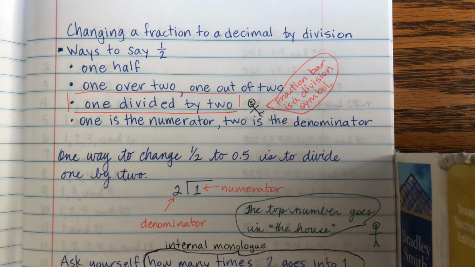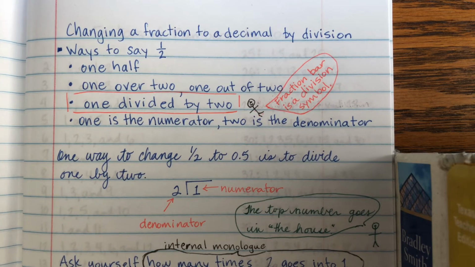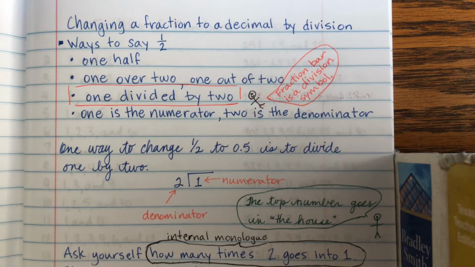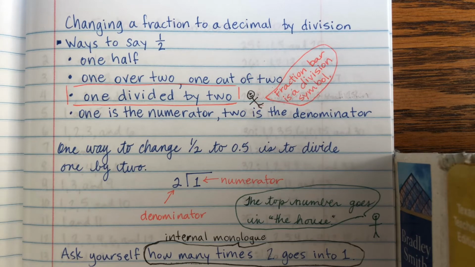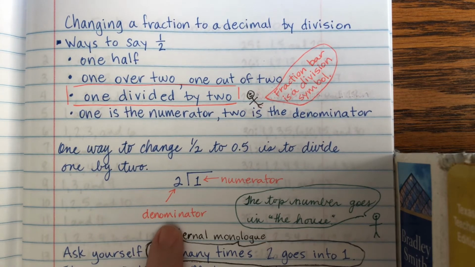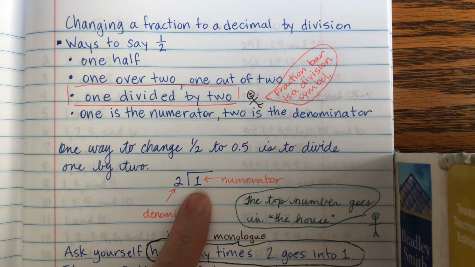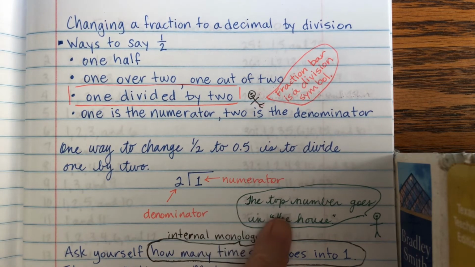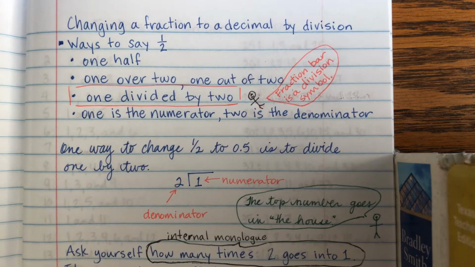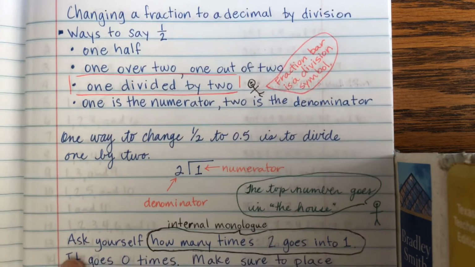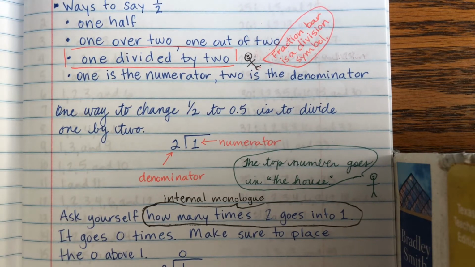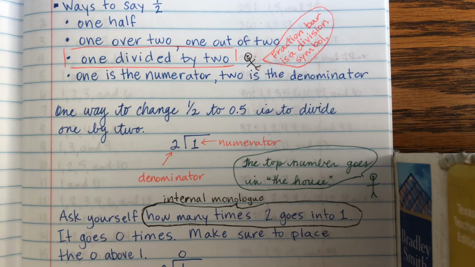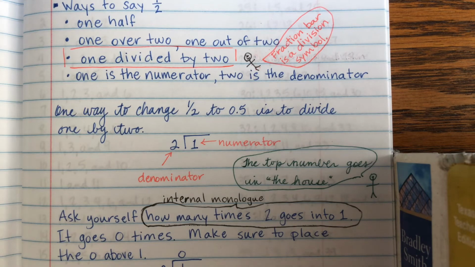Now, one way to change 1/2 to 5/10 is to divide 1 by 2. This is where it gets tricky because you may not have ever divided a smaller number by a larger number. You're going to put the denominator outside the house. You're going to put 1 inside the house. That's the numerator. The top number goes in the house. So ask yourself, how many times does 2 go into 1? It goes 0 times. Make sure to put the 0 above the 1.